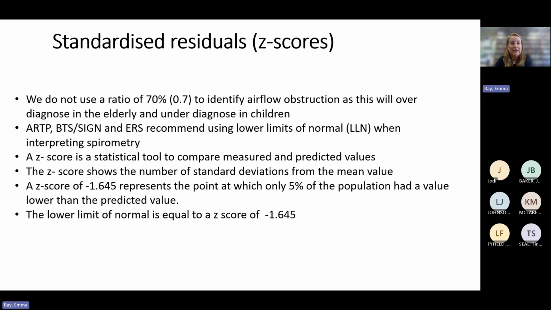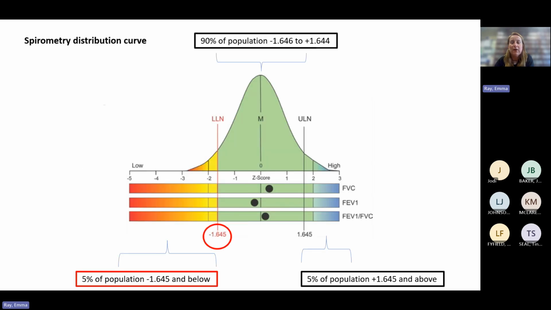And the Z score is basically a statistical tool to compare the measured and the predicted values. It will show you the number of standard deviations from the mean value. I'll show you a picture in a minute, which will make it a bit clearer, but a Z score of less than minus 1.645 represents the point at which only 5% of the population had a value lower than the predicted value, and this is where things become abnormal. So if I show you a picture, it'll probably be a bit clearer.